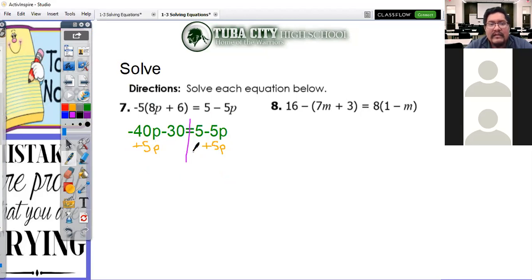That way you can tell that's where the equal sign is. Now, because I canceled the p on this side, I'm going to cancel the regular number on this side. So I'm going to add 30 to both sides.